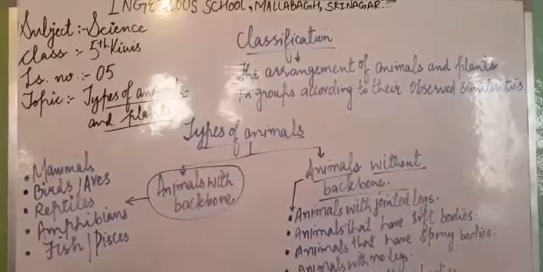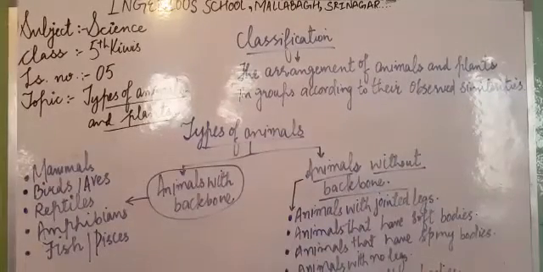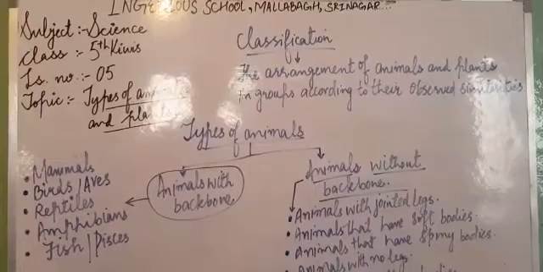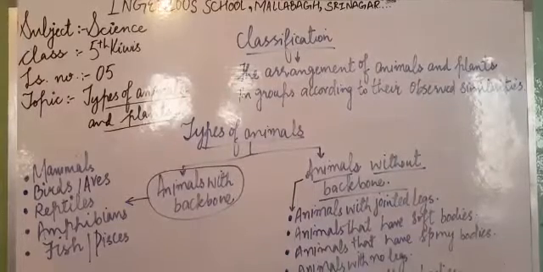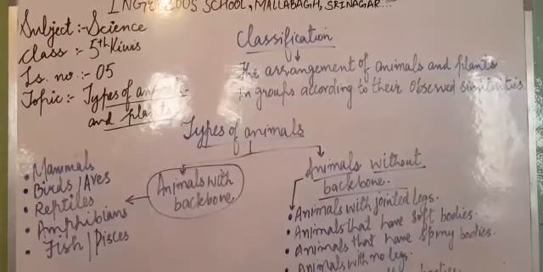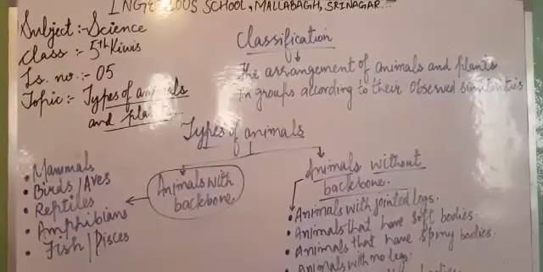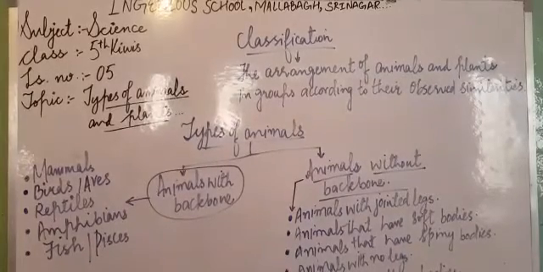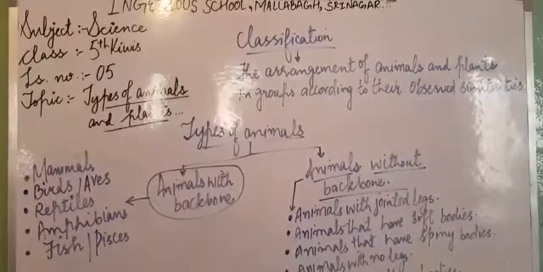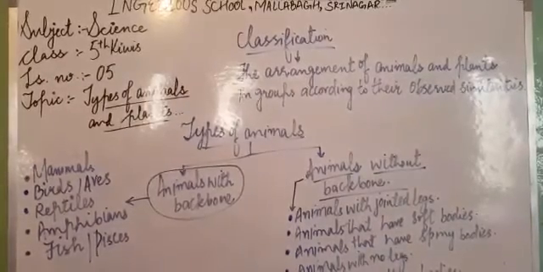Animals with backbone have a hard skeleton which is made up of a number of bones. How many bones are there in a skeleton? Yes, exactly, 206. So, animals with backbone have a hard skeleton made up of 206 bones, exactly. Backbone, as you all know, is also a part of the skeleton, isn't it?